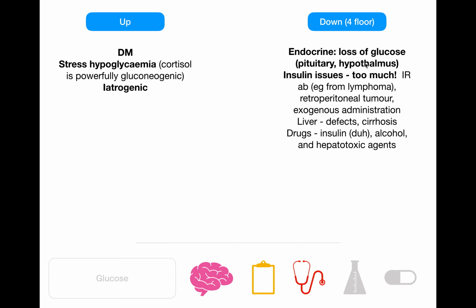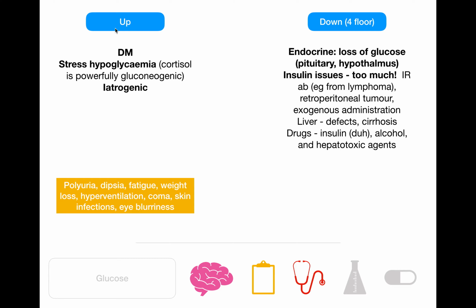So the patient who's hyperglycemic, their presentation is usually polyuria, dyspnea, fatigue, weight loss, hyperventilation if it's type 1. If it's type 2, it's usually indolent, so there's no symptoms. They might have a bit of weight gain. That can progress to recurrent infections and things like that, but this is your classic type 1.